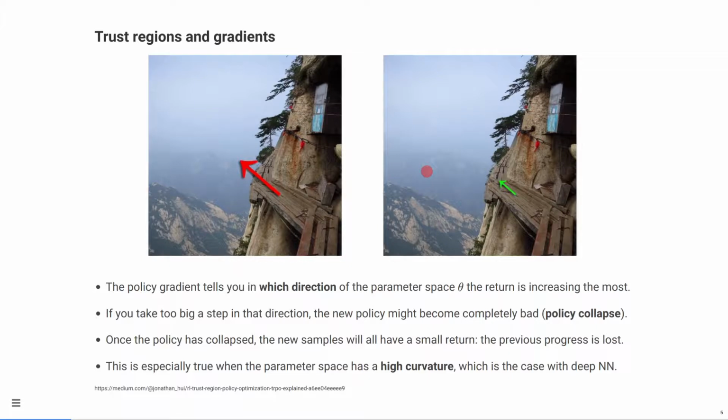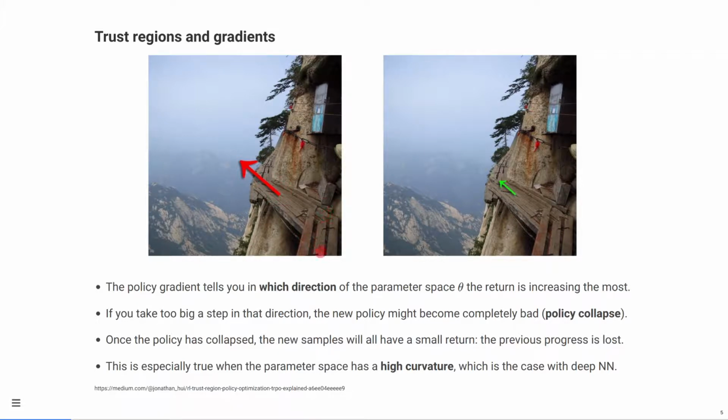So why do we want that? Gradient descent uses gradient information, which is local. It's a view of the function in the neighborhood of the current parameters theta. If you take too big a step in the direction of the gradient, you don't have information about the curvature of your function or what's happening far away from your parameters, because the gradient is only local to your current parameters.